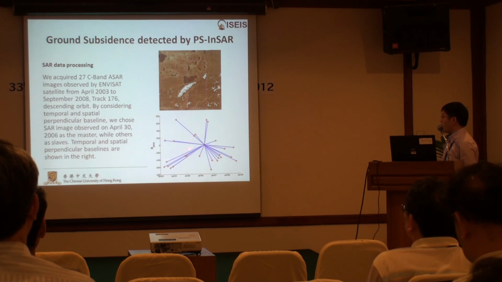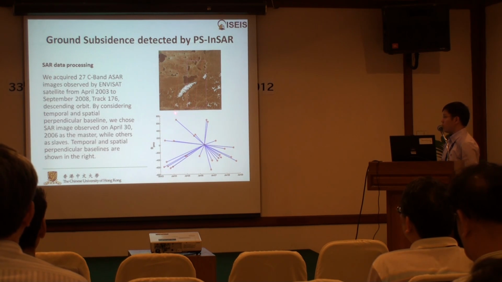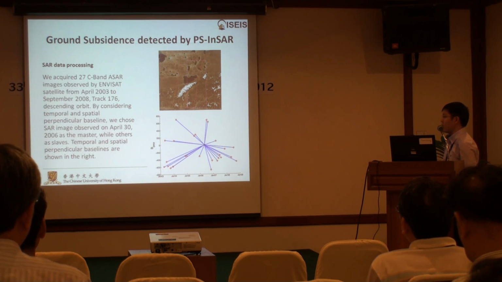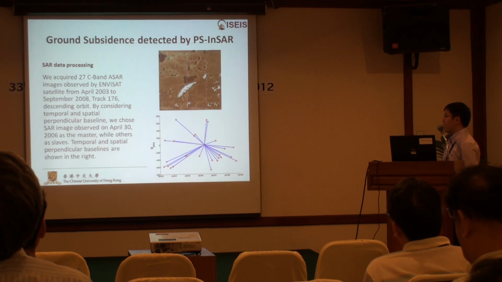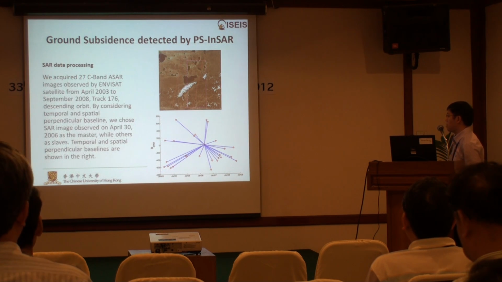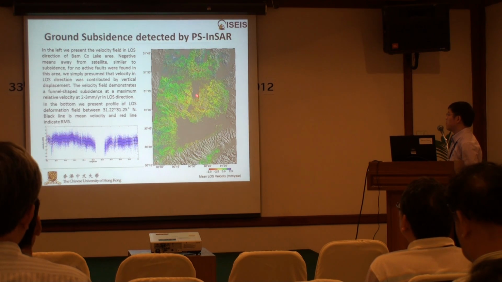But when we process the data, we used two methods to identify PS points: by dispersion of amplitude and by the SNR of the phase. But in the second step, we deleted those images with large perpendicular baseline to avoid big noise. And okay, this is the LOS velocity field of this area.